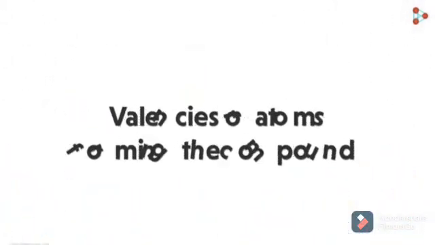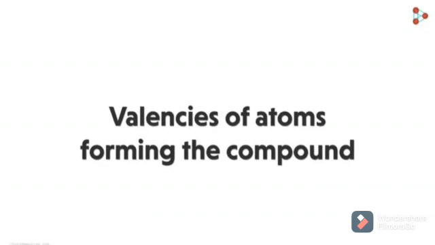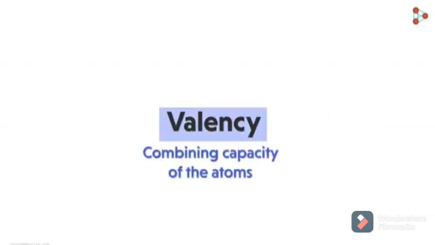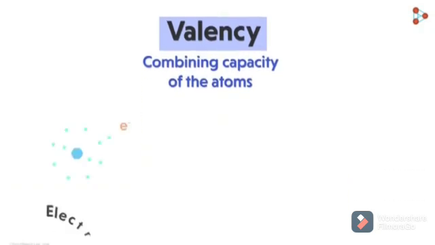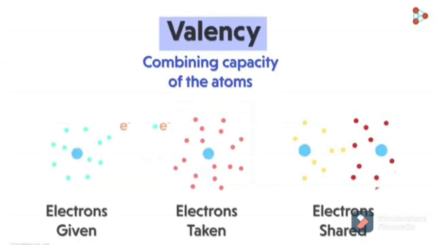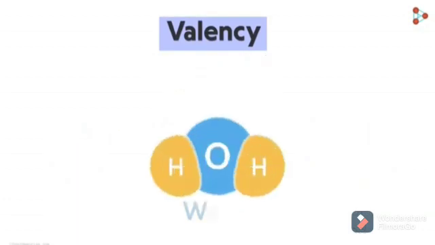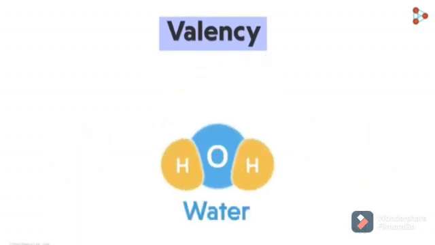So what is a valency? Do you know about it? Now it is a new thing. Valency simply means the combining capacity of the atoms. As you all know, atoms donate electrons, accept electrons or share electrons. So this combining capacity is known as valency.